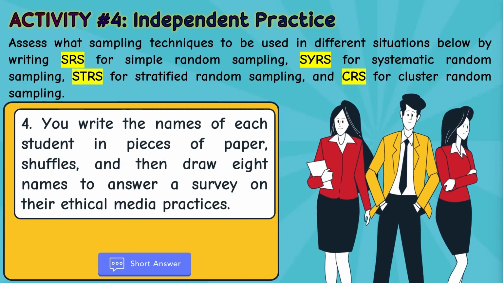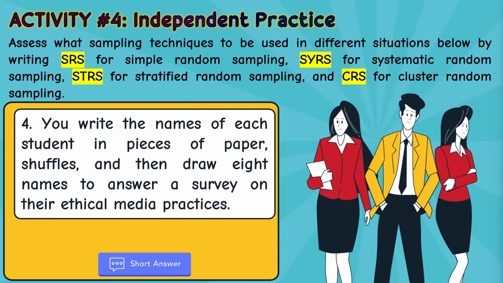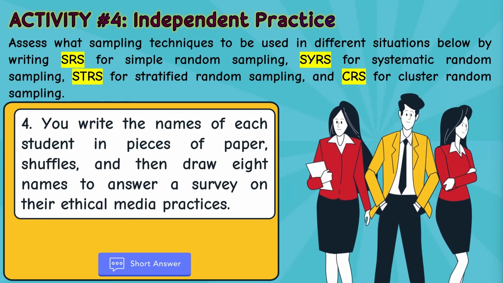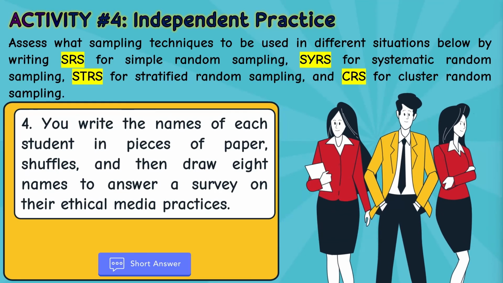Number 4. You write the names of each student on a piece of paper, shuffle, and then draw 8 names to answer the survey on ethical media practices. What is this? Correct. The correct answer is simple random sampling.